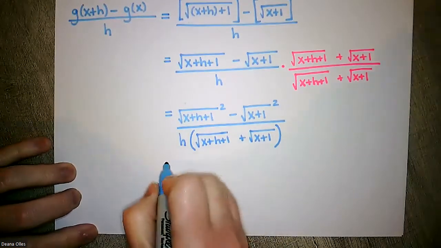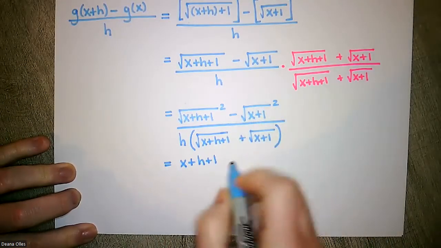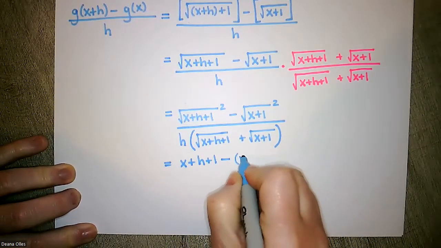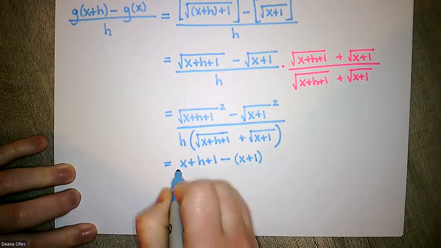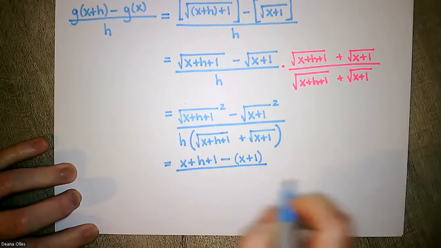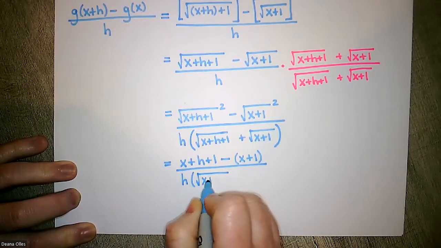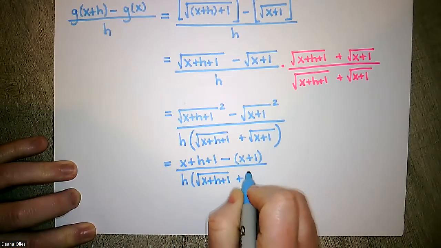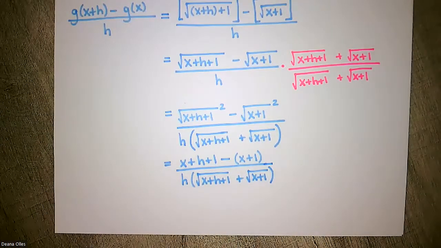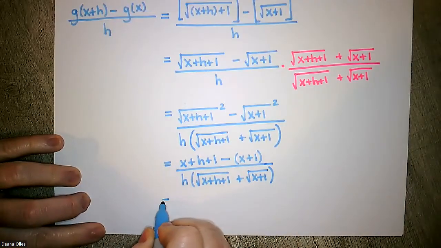All right, so now we have X plus H plus 1, because when we square a square root, that cancels, minus, now be very careful here, you're subtracting the quantity X plus 1, because that is the result of squaring the square root, but you're subtracting all of it. Okay, so those parentheses are super necessary. All right, and now our denominator, we're just going to go ahead and copy it as is. We like it the way it is. I know it looks messy, but we have a reason.